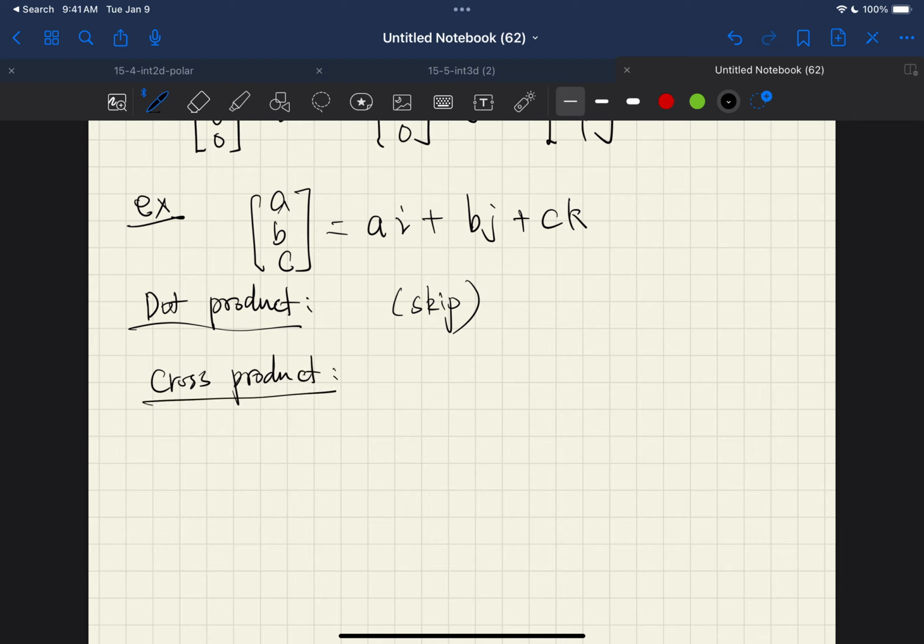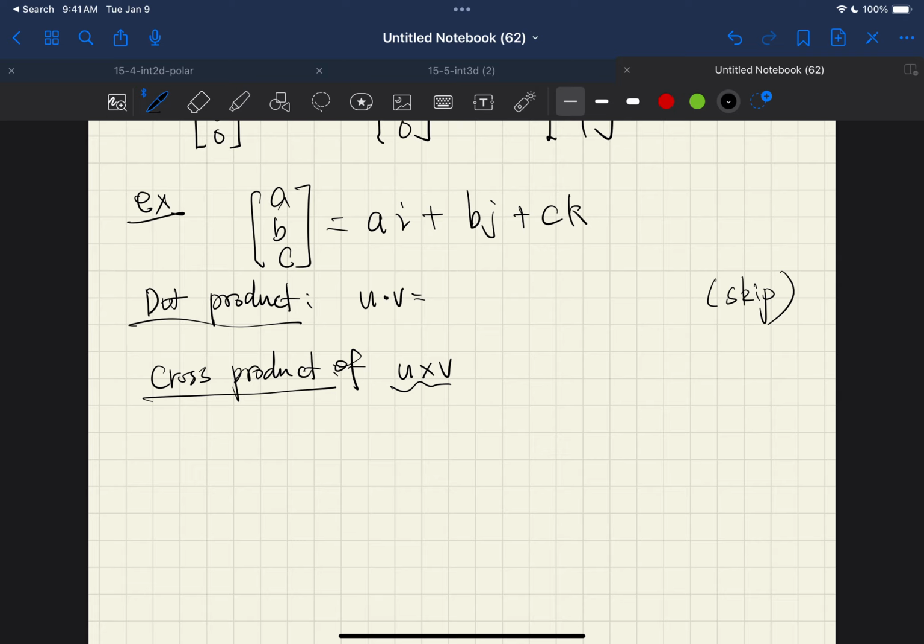Cross product: if you have two vectors, u and v, the dot product, and let me write the notation, is u dot v, which is component-wise. And this one is different. The dot product is a number, but the cross product is a vector. It gives a vector.